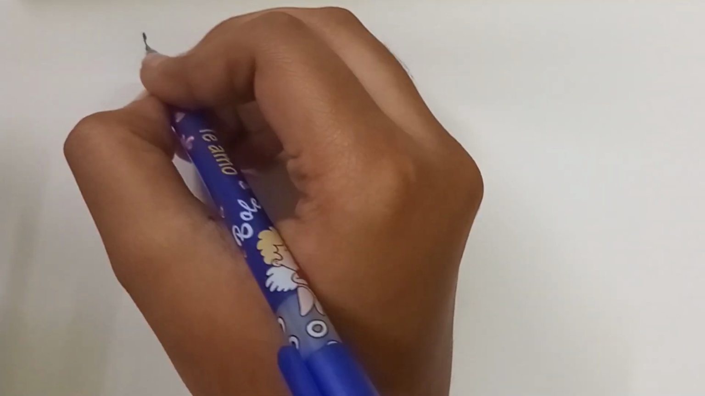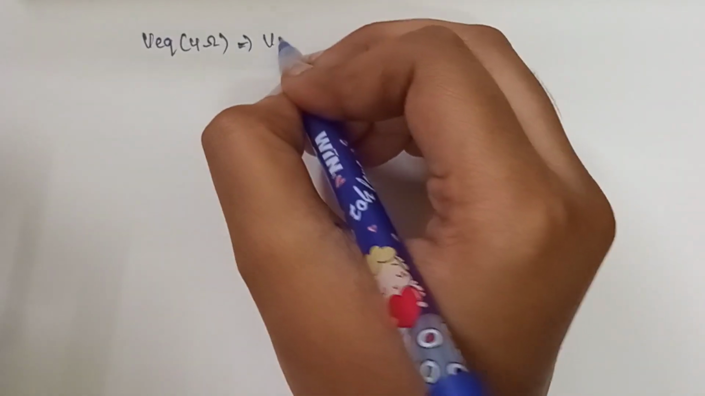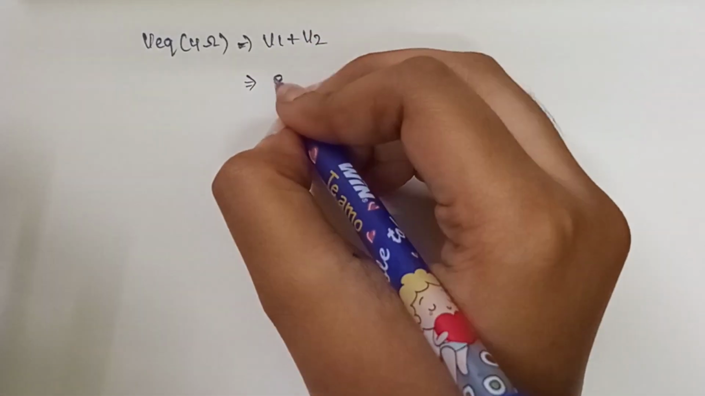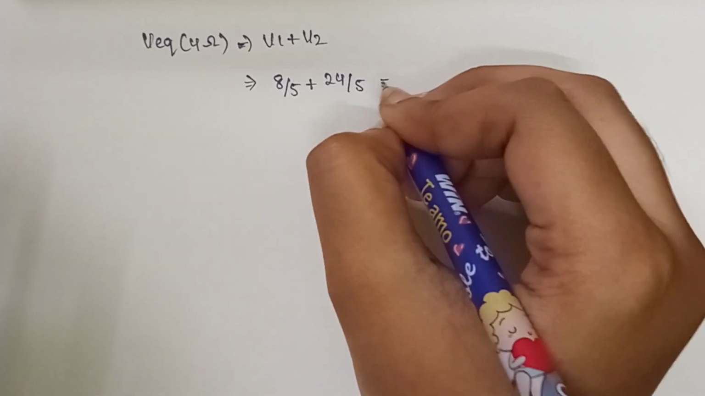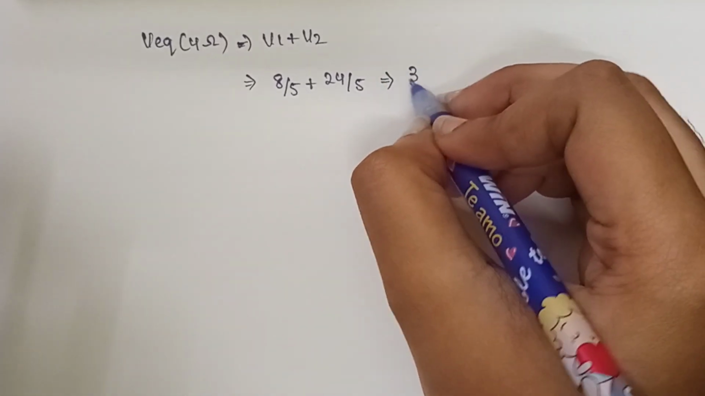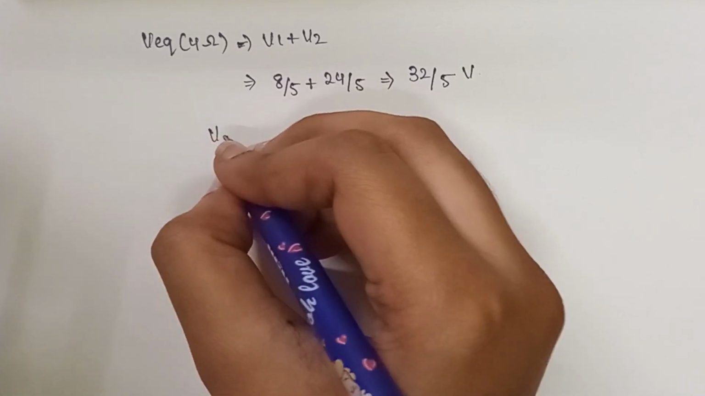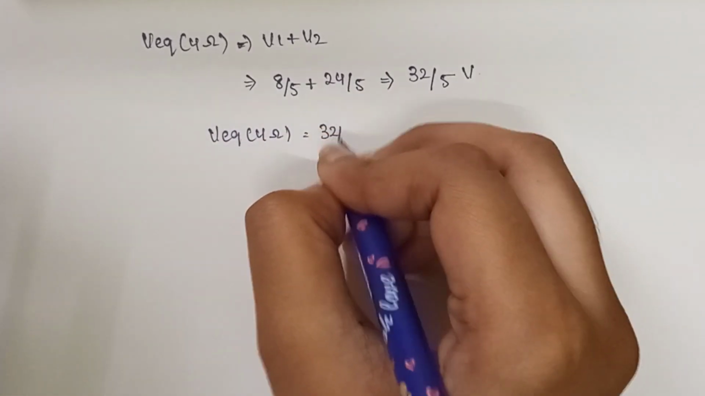So after finding V1 and V2, we need to find V equivalent at 4 ohms. Since in the question they are asking us to find at 4 ohms, we will get V1 plus V2. So now what is our V1 value? It is 8 by 5 plus V2 is 24 by 5. So you will get 32 by 5 as your voltage. So your V equivalent at 4 ohms will be 32 by 5.